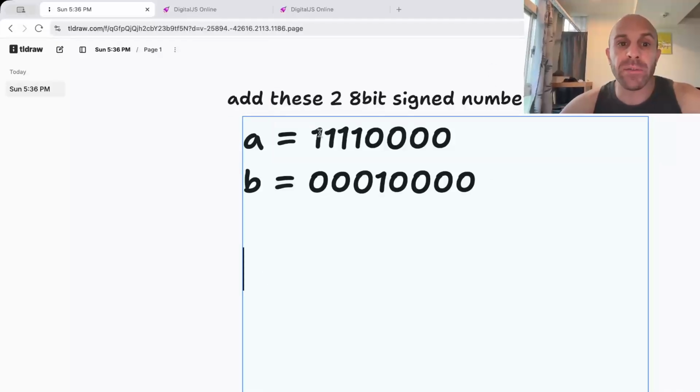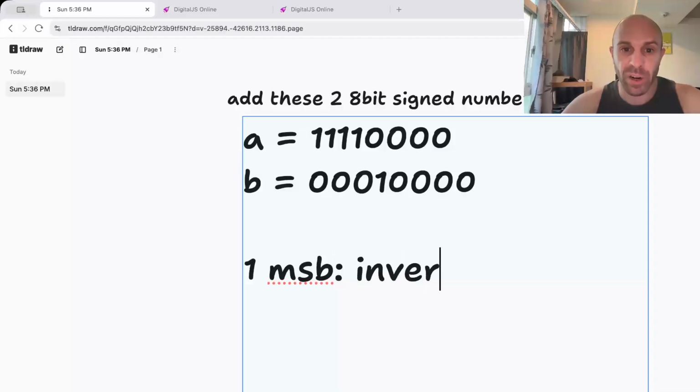This one is 1, and this one's 0. This is negative, and this is a positive number. When we have 1 as the most significant bit, that means it's a negative number. This is a positive number because it's 0. MSB is most significant bit. You have to invert all the bits, add 1, and make it negative.